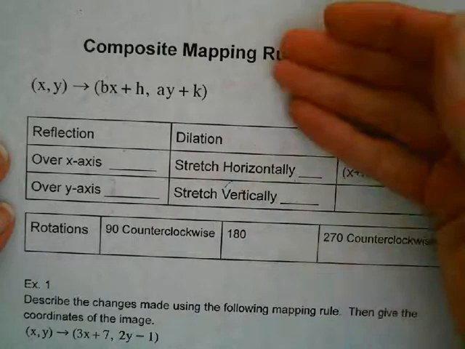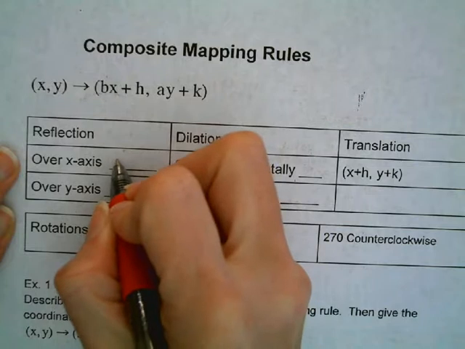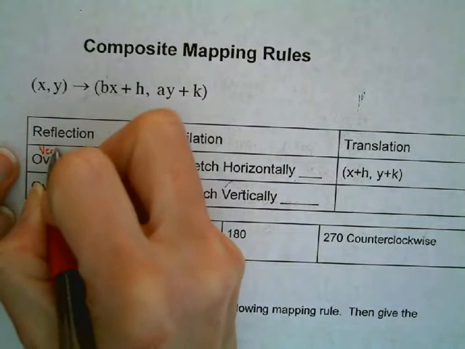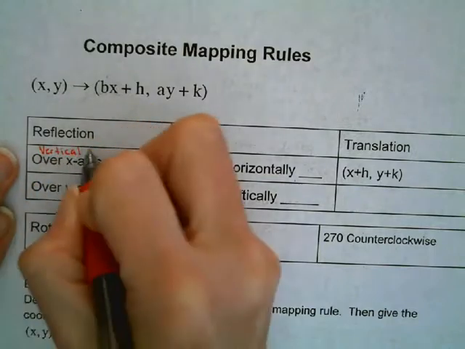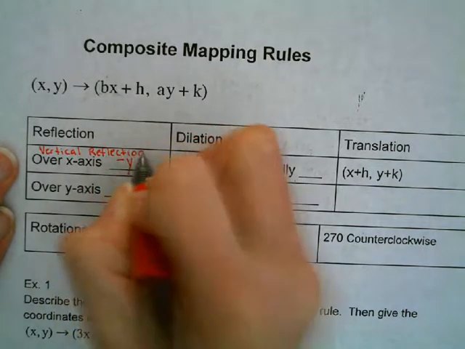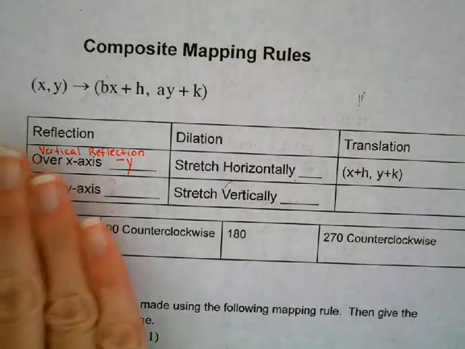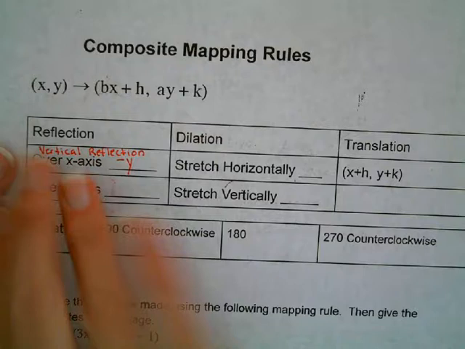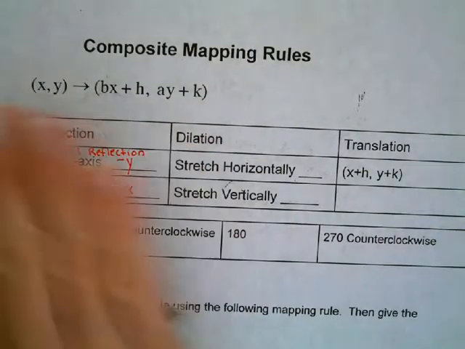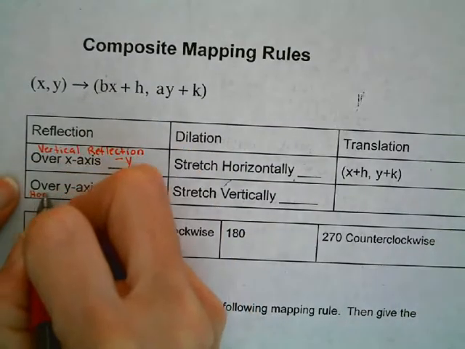So when you take a picture and reflect over the x-axis, it actually changes your y value. So it's the opposite of y. We also call that a vertical reflection, because you're going vertically, you're flipping it down. Over the y-axis would be going left to right or right to left. So that's going to be the opposite x value, and that is called a horizontal reflection.